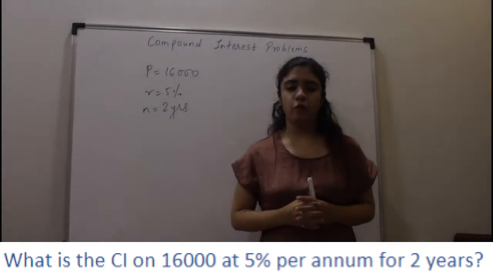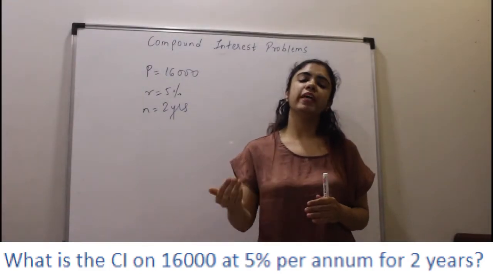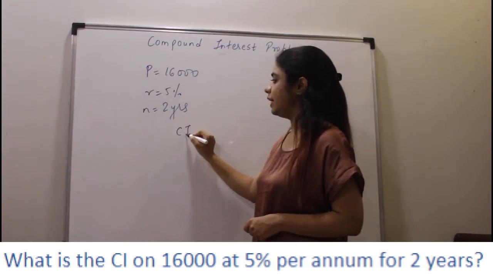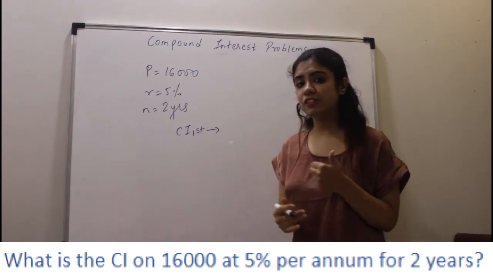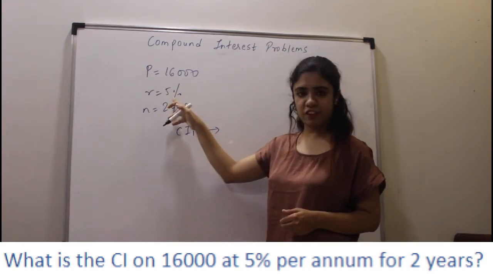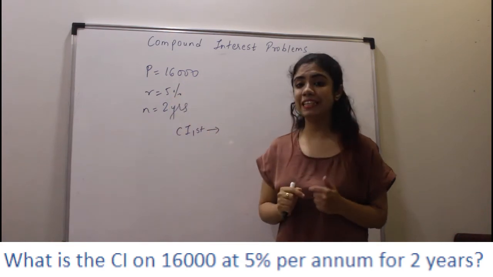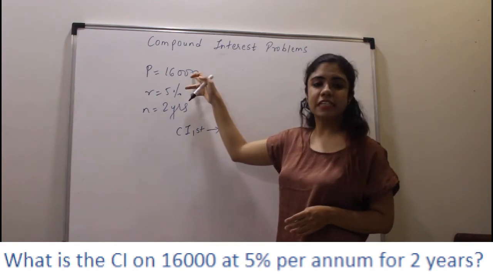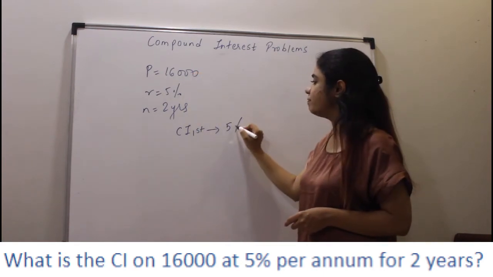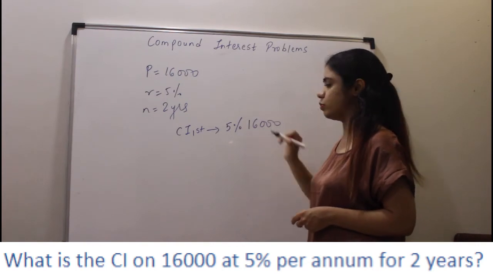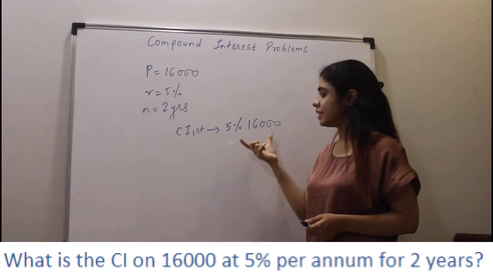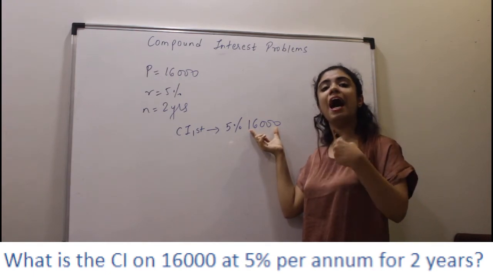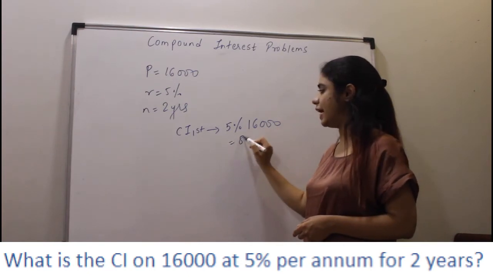Now another way of solving this problem would be without calculating the amount. How do we do that? Look, if I ask you what is the compound interest for the first year. See, my rate of interest is 5%, my principal is 16,000. So on what will I get the first year compound interest? I will get it on 16,000. So that is 5% of 16,000. Look, 10% of 16,000 is 1,600. So 5% of 16,000 will be half of 1,600, which is 800.